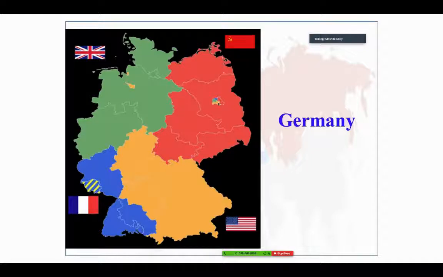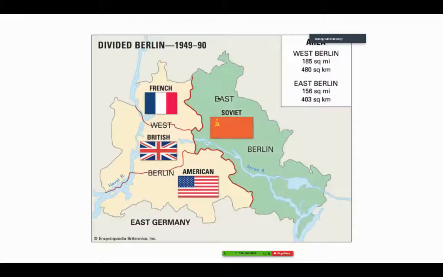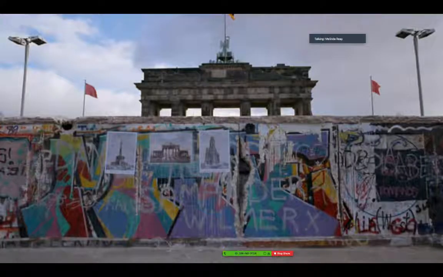Now, if you notice this little itty-bitty place right here, anybody want to unmute themselves and tell me what place that is? Berlin. That's Berlin. Good job, Miles. So this is Berlin, and it gets split into four occupation zones as well, which ends up getting split into two, which is East and West Berlin. And we'll learn about why it's a problem in just a second. So Berlin gets divided into four different areas, and it gets separated in particular by the Berlin Wall.